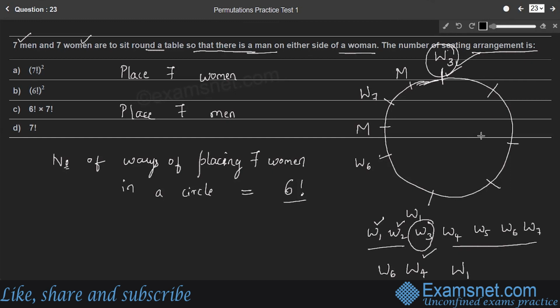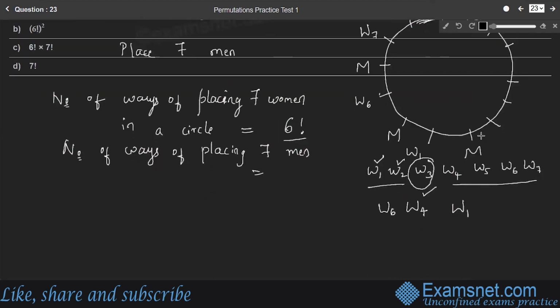So another man, right? So 7 men should be placed between these. On either side of a woman, 1 man should be placed. Therefore, the number of ways of placing 7 men is, in this case, factorial 7, right?